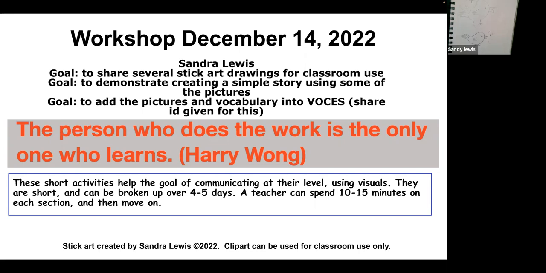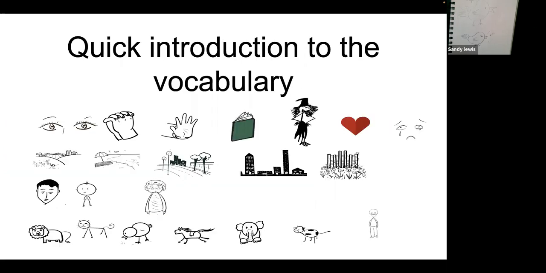And I have short activities. The activities I'm showing you, you can do like 15 minutes, 10 minutes over 4 or 5 days. And Harry Wong says that I shouldn't give you something that would take you 3 years to do or 2 months to do. So here it is, starting it. Here's my vocabulary. Here are my vocabulary words.